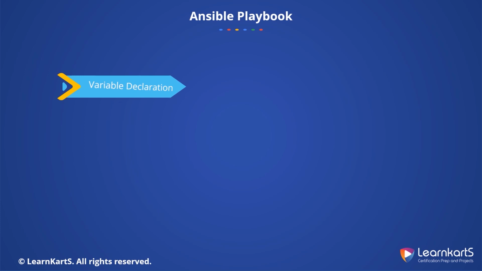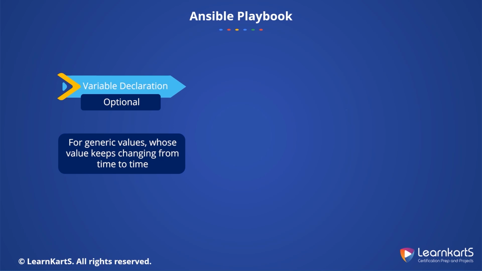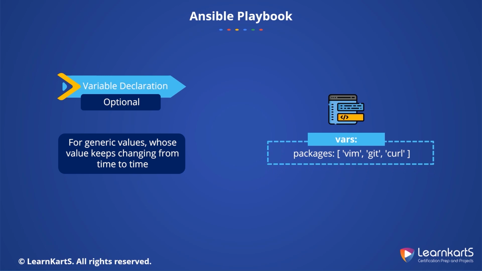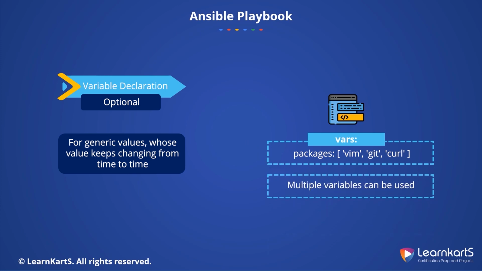Second one is the variable. Now this is optional, because if you have some values you are putting into the playbook files which are very generic and may change from time to time, and you don't want to hard code those, then definitely you should go for the variables. So vars is a section which you can put into your playbook file, under which you can have the variables. Packages is one of the variables. If you want, you can have another variable also added there. You can add more than one variable, and those values will be picked up.